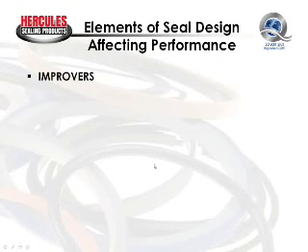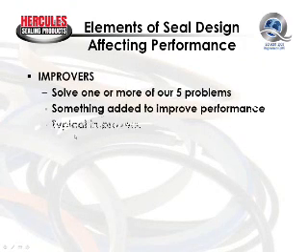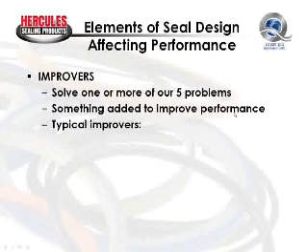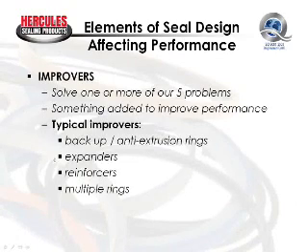Now, another element of seal design is improvers. What are improvers? Well, improvers will help us solve one or more of our 5 dynamic sealing problems. There's something that's added to the seal to improve its performance. Typical improvers would be backup rings, anti-extrusion rings, expanders like the O-ring or quad ring in a U-seal, or the expander ring underneath a Teflon piston seal.